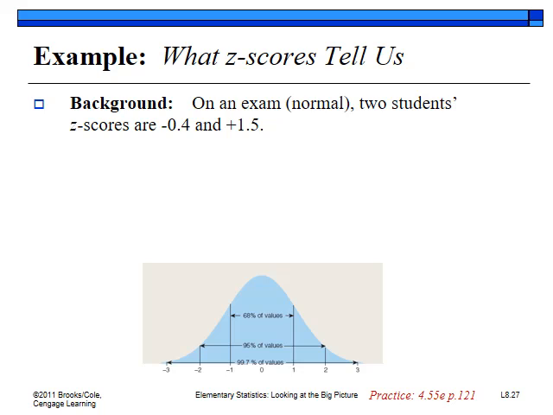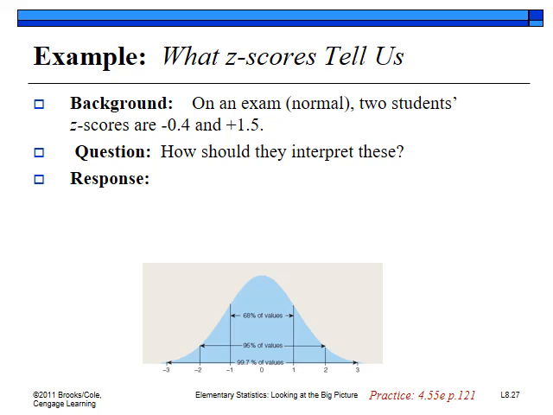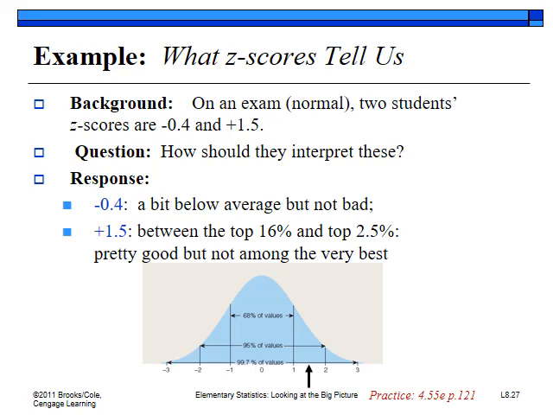So, if we're looking at exam scores that are normally distributed, let's say we have two students whose z-scores are minus 0.4 and positive 1.5. How are those interpreted? The first one, minus 0.4, is below average. I know it's below average because it's negative. But it's not too far below average, so it's not awful.